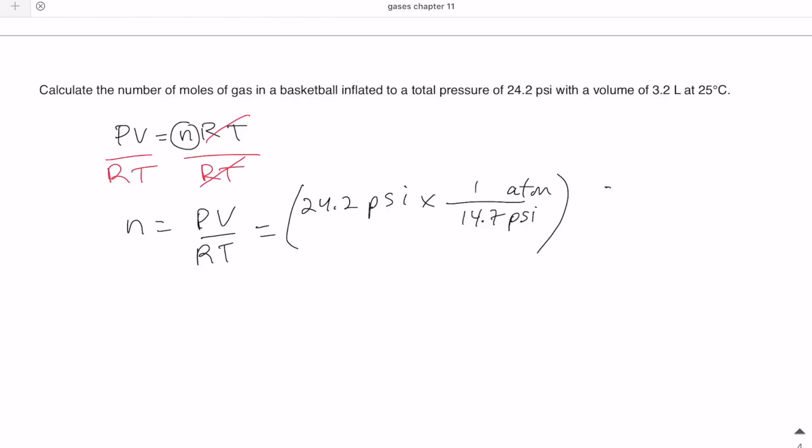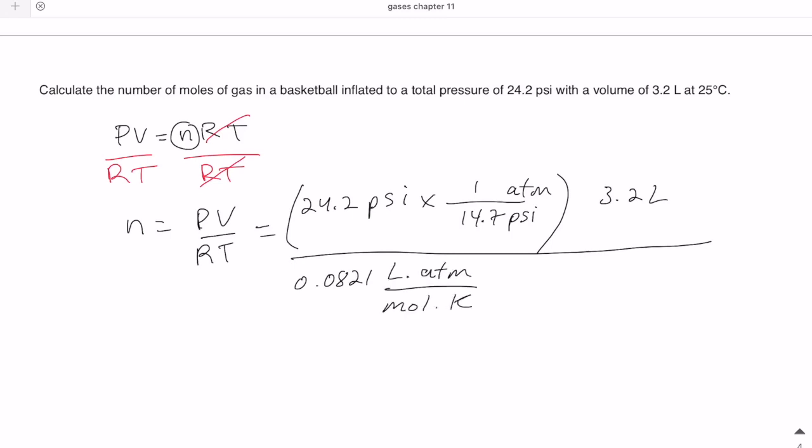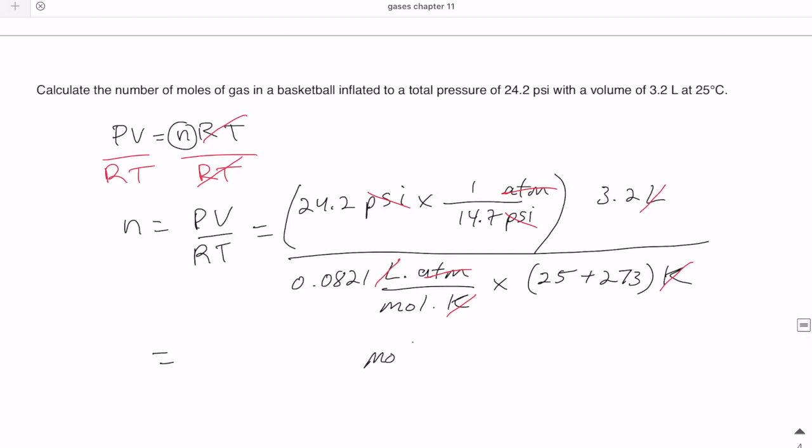And then the volume is 3.2 liters, and that's already in the unit that R has, so we don't need to change that. R itself has a value of 0.0821 liter atmosphere per mole Kelvin, and then the temperature has to be in degrees Kelvin. So when this is done correctly, all the units will cancel out, leaving you with 1 over mole, which of course becomes just moles. And that should give us 0.215 moles.